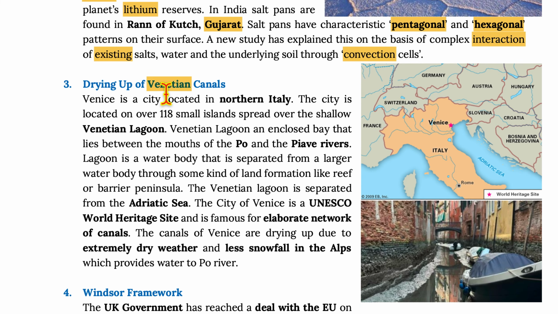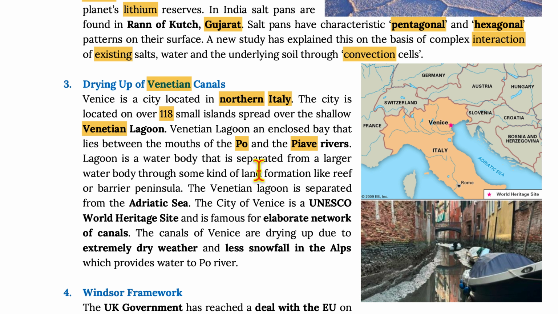Drying up of the Venetian canals. Venice is a city located in northern Italy. The city is located over 118 small islands spread over the shallow Venetian lagoon. The Venetian lagoon is an enclosed bay that lies between the mouths of the Po and Piave rivers.